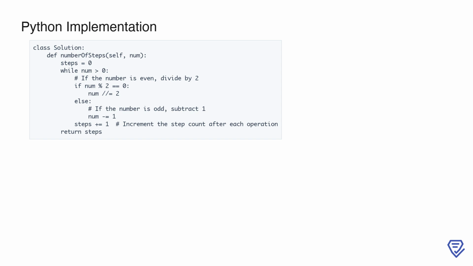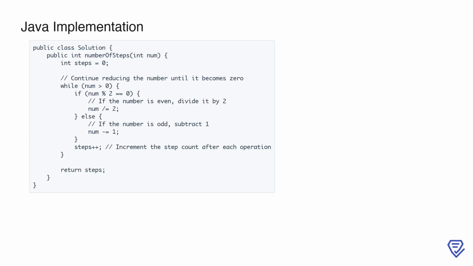This is the Java implementation of LeetCode problem number 1342, Number of Steps to Reduce a Number to 0. The logic mirrors the Python implementation, where we repeatedly check if the number is even or odd, and perform the respective operation, dividing by 2 for even numbers and subtracting 1 for odd numbers. The steps are incremented after each operation. Key differences include Java's explicit type declarations and the class-based structure.